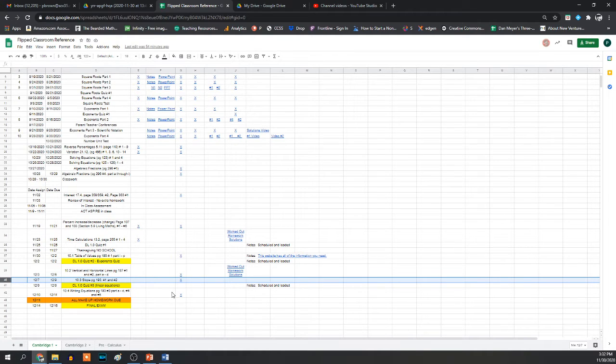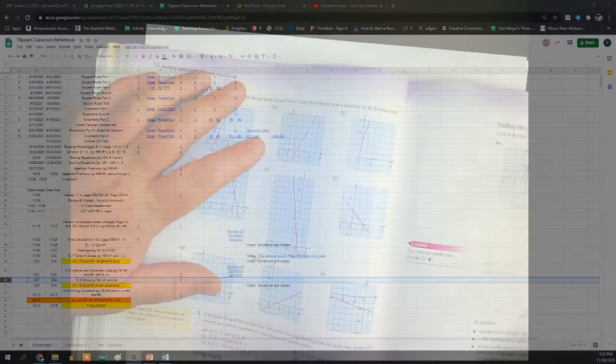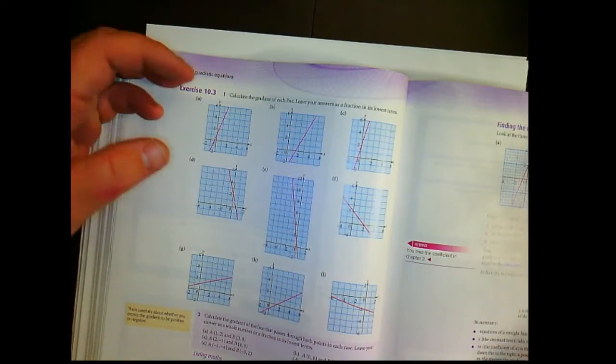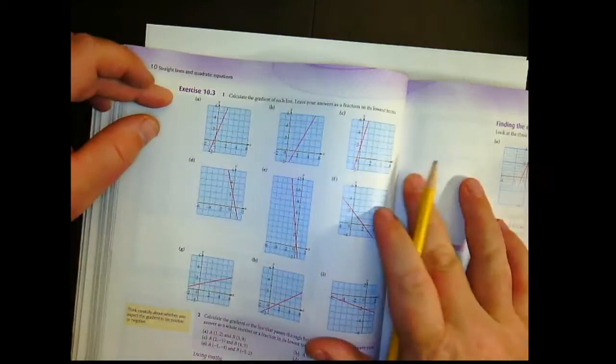Now, I'm not going to do all of the problems because the method for all of these is exactly the same. So I'm going to pick a few that will show some of the problems that can arise. All right, so let's do this, right? So I got the book open right here. This is 10.3. Let's talk about these right here.